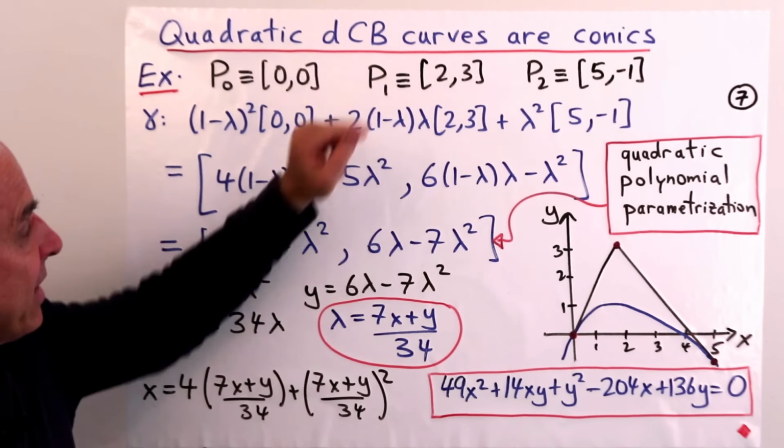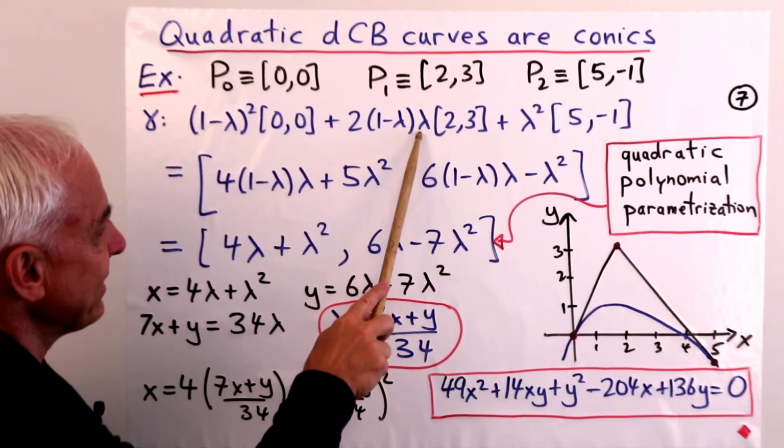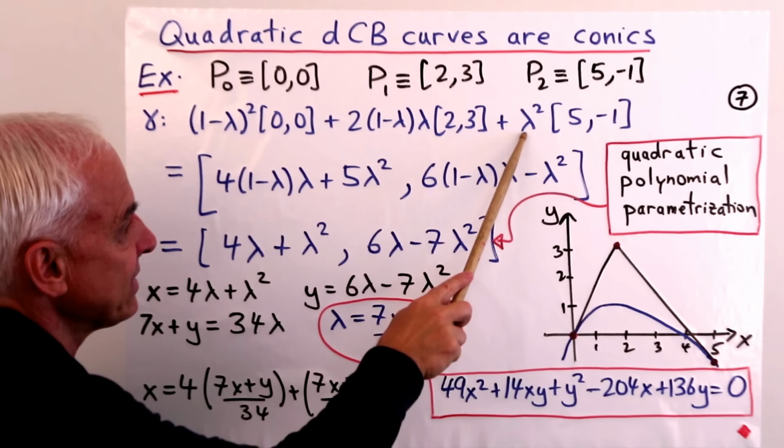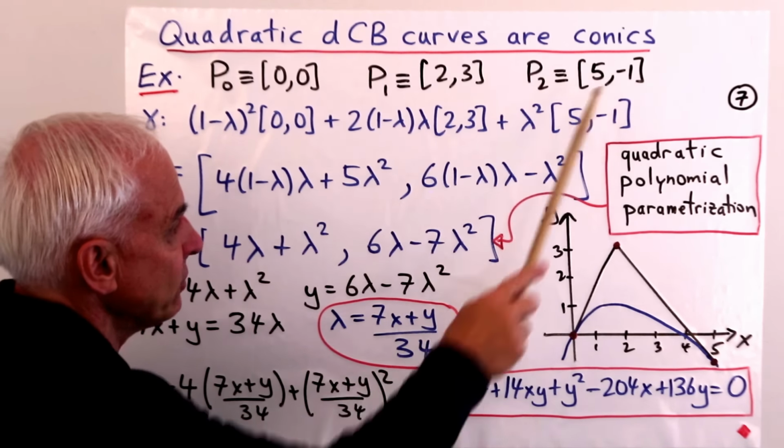P1 is 2, 3, and P2 is 5, minus 1. So an explicit example. And then here is the parametric form of the corresponding quadratic de Casteljau Bezier curve: 1 minus lambda squared times this 0, 0, plus 2 times 1 minus lambda, lambda times 2, 3, plus lambda squared, 5, minus 1.